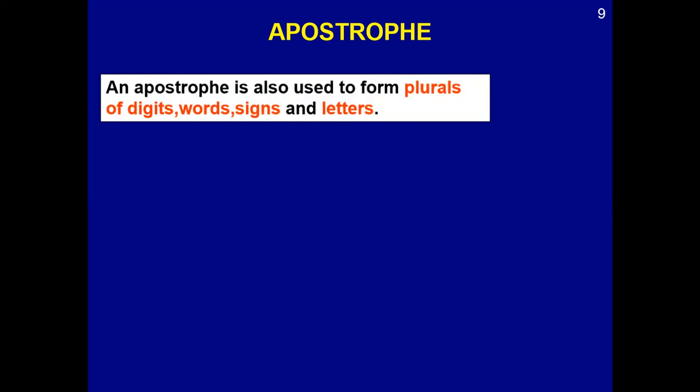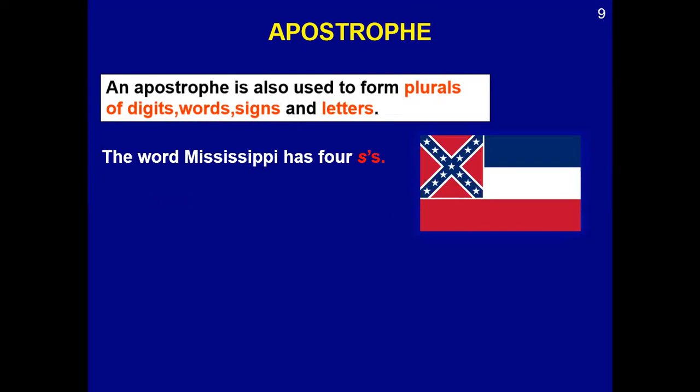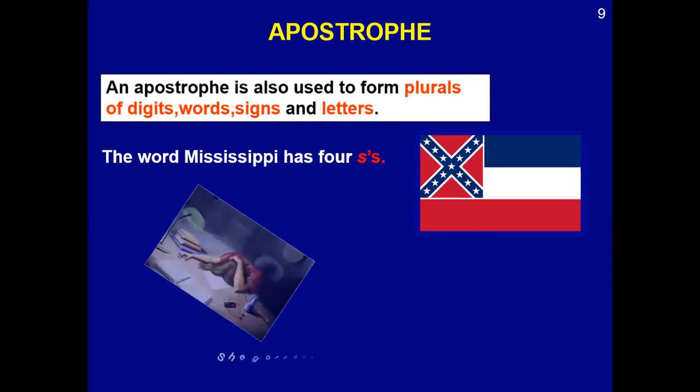An apostrophe is also used to form plurals of digits, words, signs, and letters. This is very important. The word Mississippi has 4 S's. This first S is showing that we are going to use its plural form, and what is that? S, then apostrophe S. So when you form plurals of digits, words, signs, and letters, then you use apostrophe S.